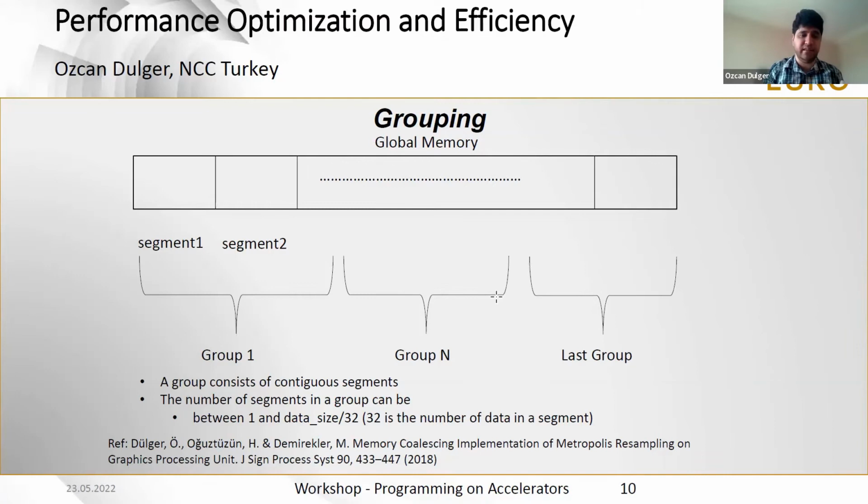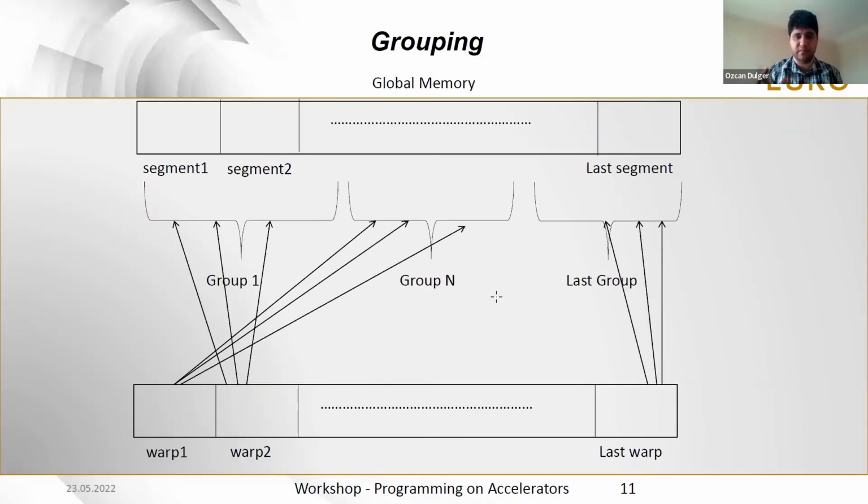By defining the size of the group, we can adjust the non-coalesced access as we wish. So how can we adjust it here? Our main target is to force the threads in the warp to access the same group here. Now, not the same segment. Now, we force the threads in the warp to access the same group.